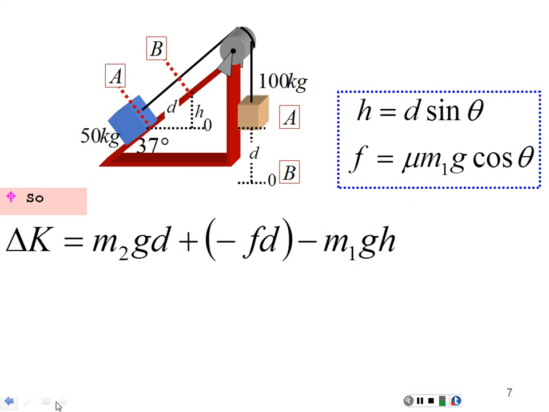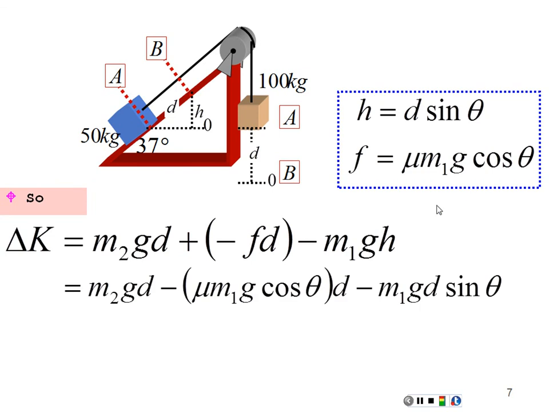So our change in kinetic energy is our change in potential energy for mass 2, m2 g d, plus our work done along the way, which is going to be a negative force of friction times d along the incline, because the displacement is going up and the friction is going down, 180 degrees between the two, minus the potential energy at point B for mass number 1, which is going to be m1 g h.